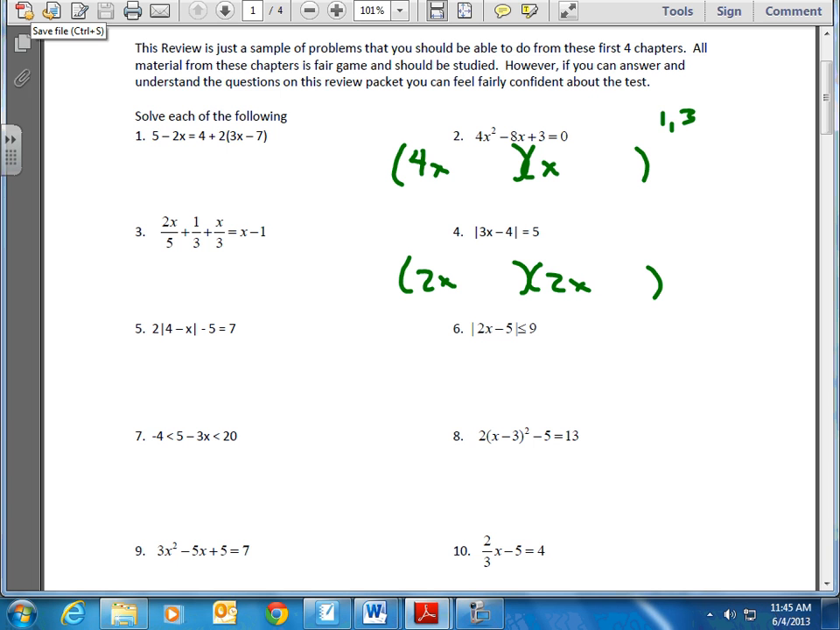Since the 3 is positive, since this last term is positive, I know the two signs have to be the same. So this sign and this sign have to be the same. Since the middle term is negative, I know that both of them have to be negative.